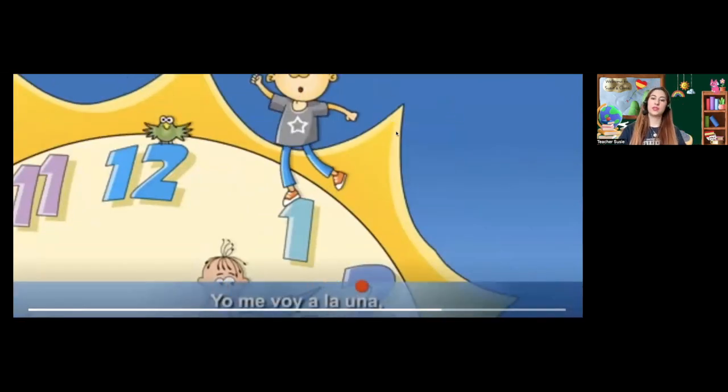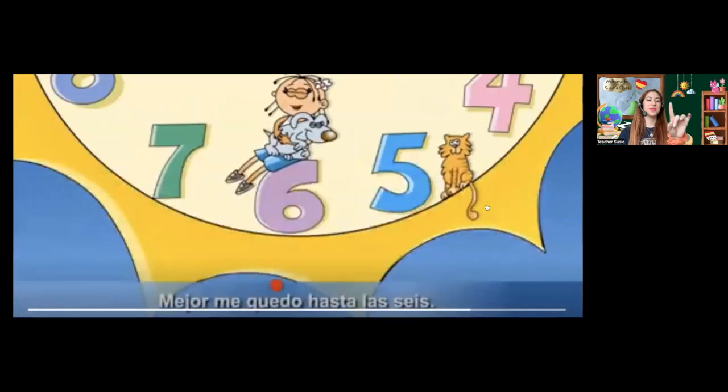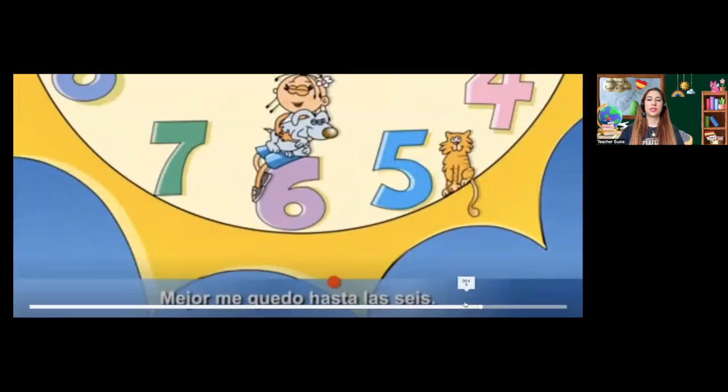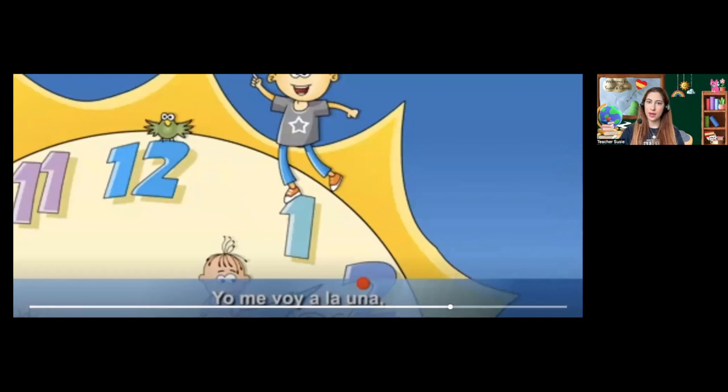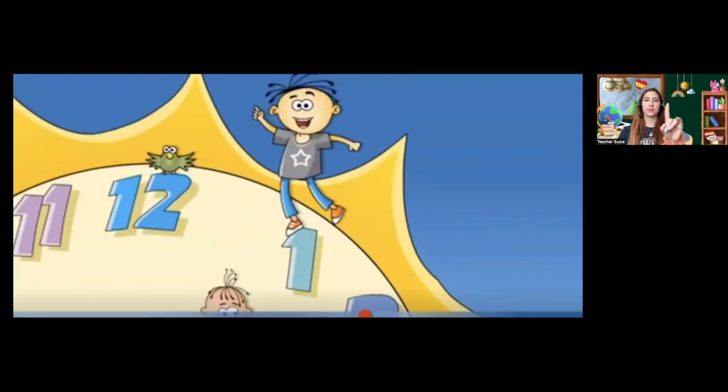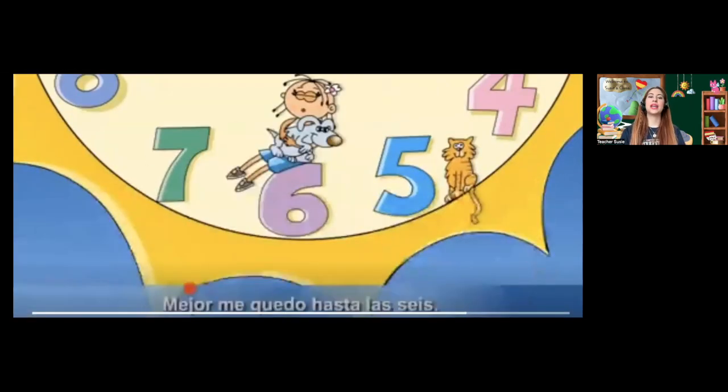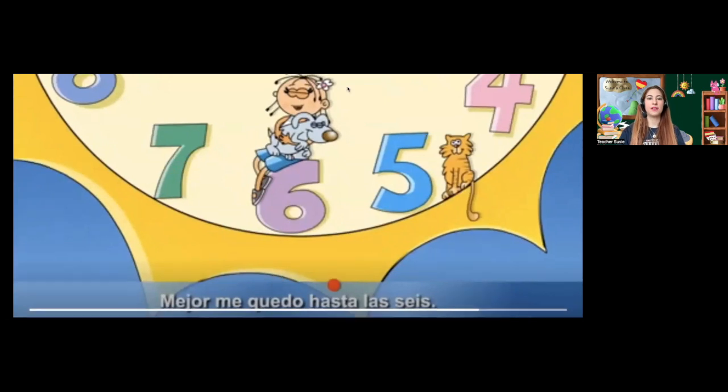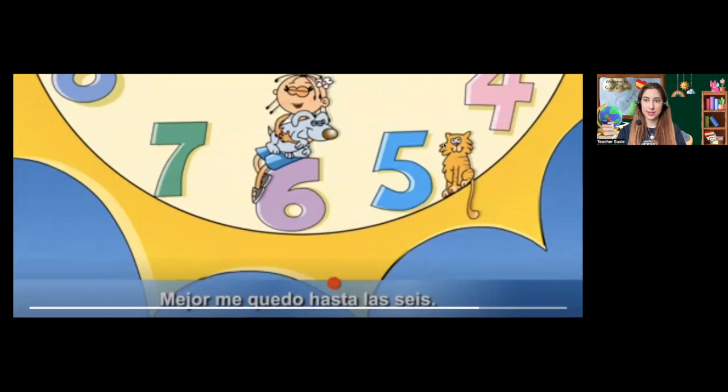Oh, and this one says, yo me voy a la 1. This other one, a la 1. I'm leaving at 1. Yo me voy a la 1. But this one loves el perro y el gato. So she says, mejor me quedo hasta las 6. Mejor me quedo hasta las 6. Ok.